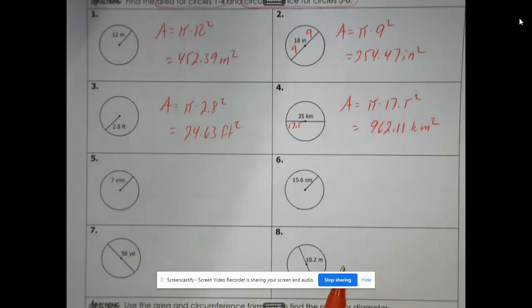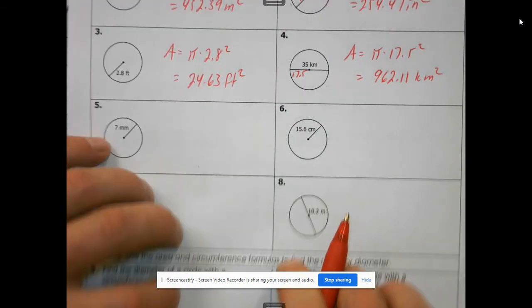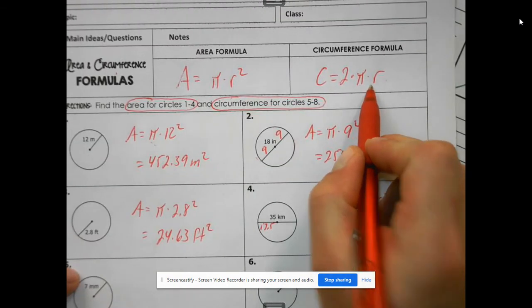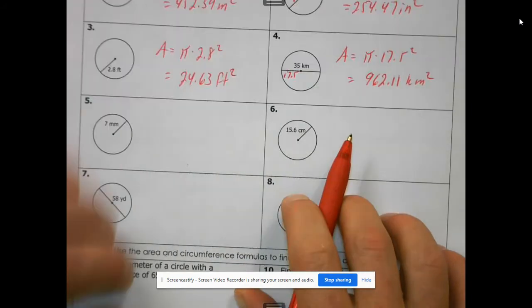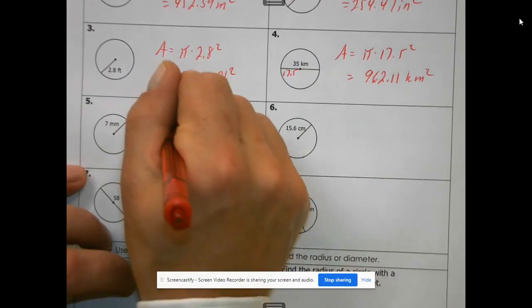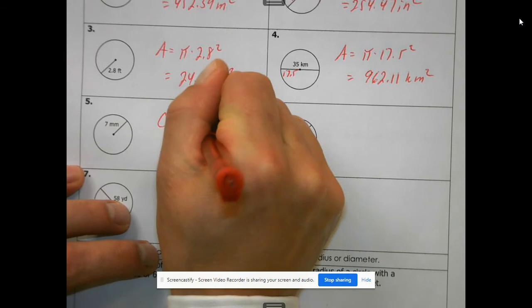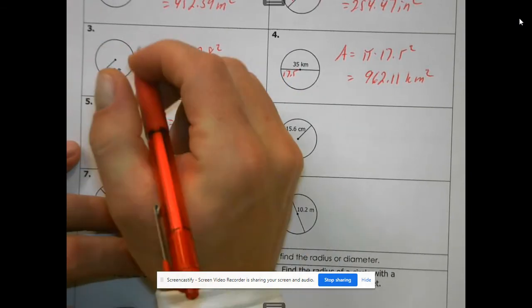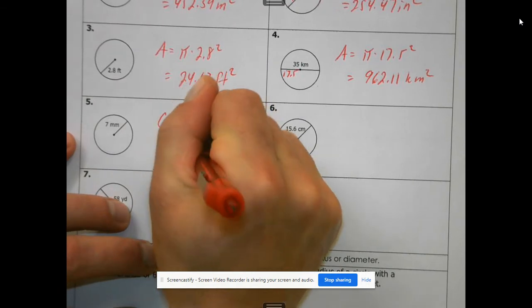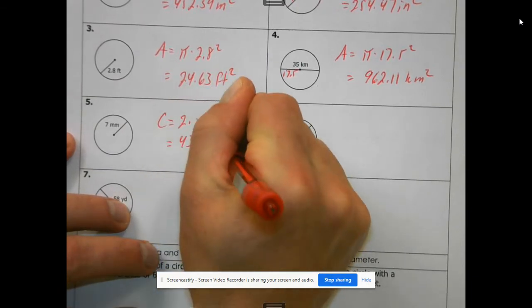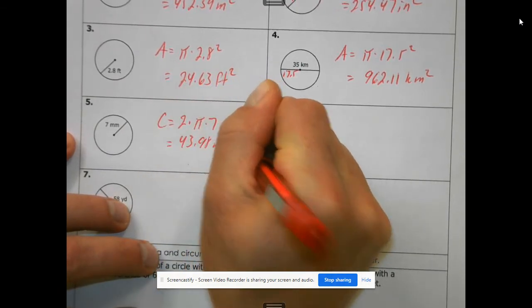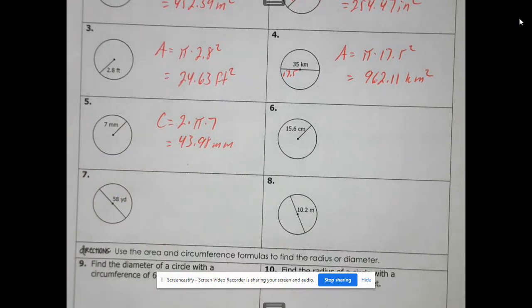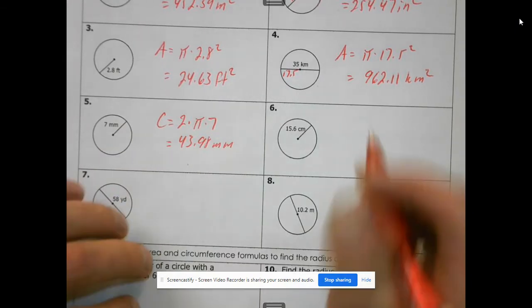Numbers 5 through 8, they want circumference. So remember, for circumference, we need the radius, right? So if I look at number 5, radius is 7. Circumference is 2 times pi times 7. That comes out to be 43.98 millimeters. Distance is just the unit itself. We're not talking about area there.